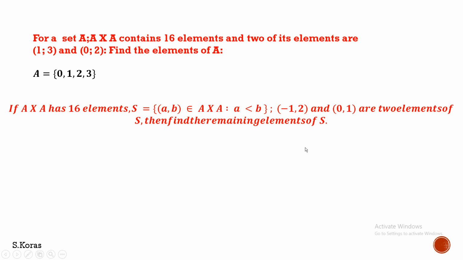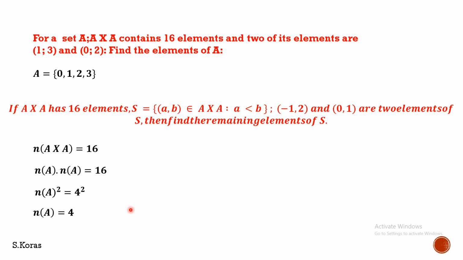It is given A cross A has 16 elements. So we can write n of A cross A is equal to 16. You know very well n of A cross B can be written as n of A into n of B. So n of A cross A can be written as n of A into n of A, that is equal to 16. That is n of A the whole square, so we can write this as 4 square. If you equate these two, we get n of A is equal to 4. So we have a conclusion now: set A has 4 elements.